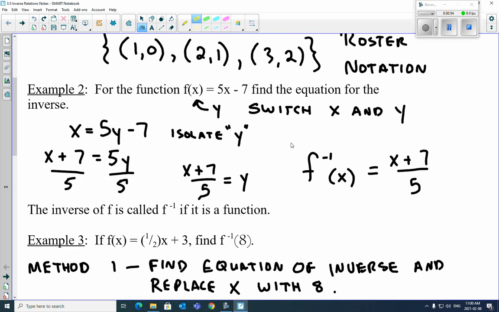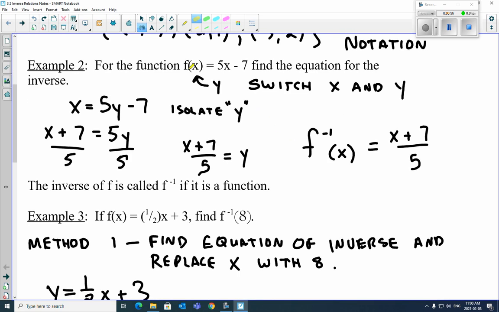Now, what happens when you get an equation? So for instance, we have f of x equals 5x minus 7. So this is just like y equals 5x minus 7. All you do is switch the x and the y. So if we switch the x and the y, we end up with x equals 5y minus 7. Well, we know that we have to have y by itself because it's always in the form y equals mx plus b when it's linear. So to do that, you have to rearrange this.